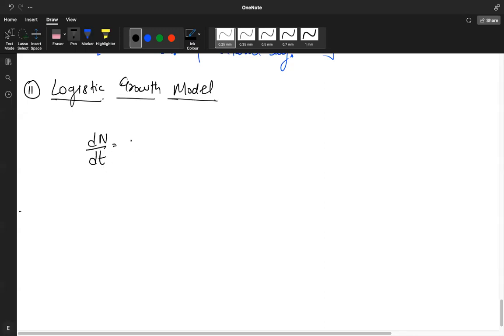N. This time it's r into N. So till here it is the exponential growth. Everyone agrees? Yes, sir. But now I introduce something which is 1 minus N over K. K here is carrying capacity.